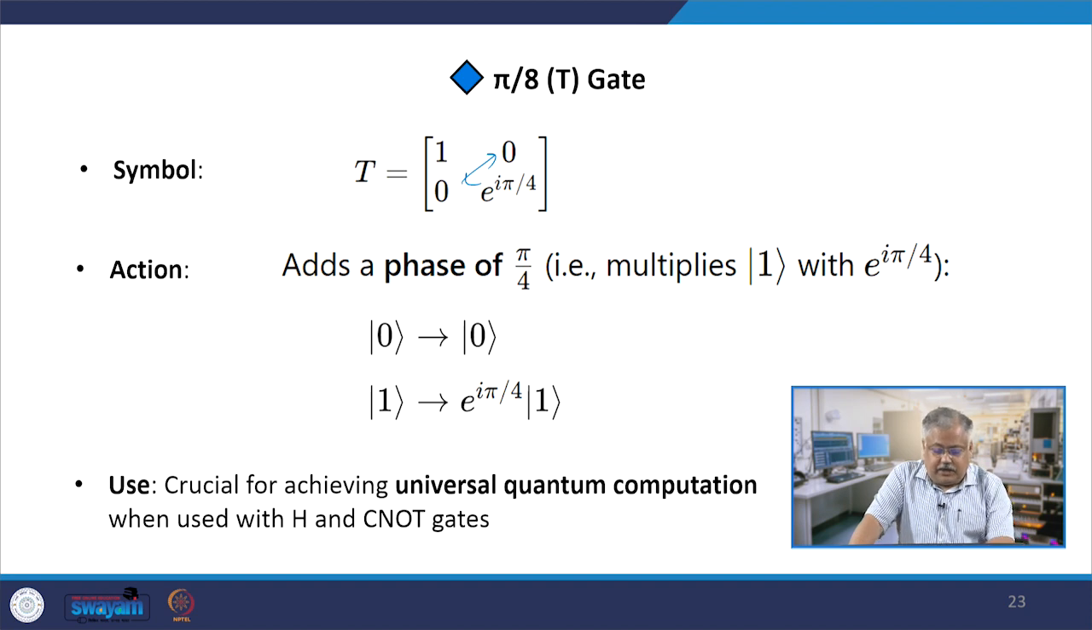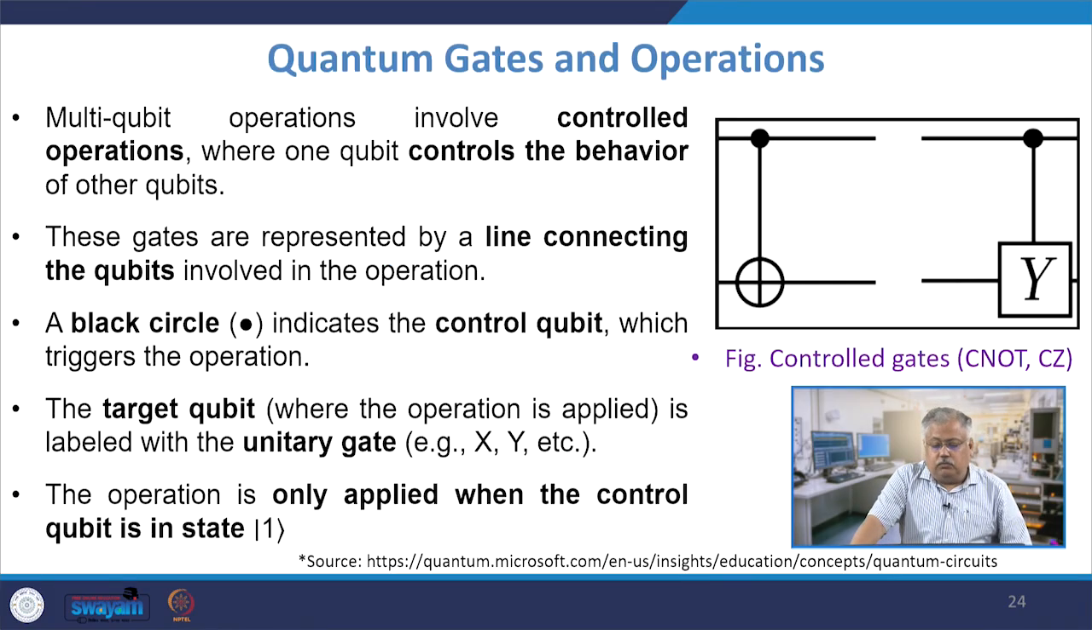So again the 0 vector is not changing, but the 1 vector is multiplied by e to the power i pi by 4 (or 2), and they are used in consonance with the CNOT gate or H gate for quantum computation purposes. Now let us look at the quantum gates and their operation.